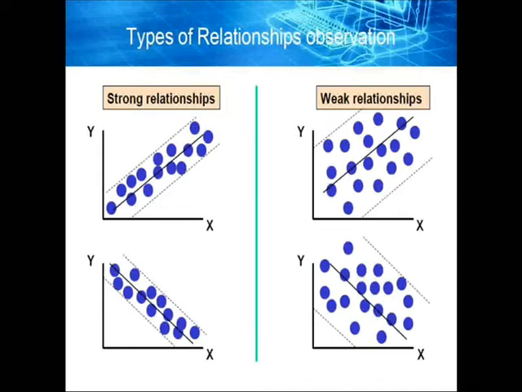Then we can observe the relationship as a strong relationship or weak relationship. Here we can observe that the model tries to fit a graph to the data points in such a manner that the distance between this line and the data points should be minimum. If we observe here, the distance between these blue circles and the black line is minimum. So such a relationship is considered a strong relationship.